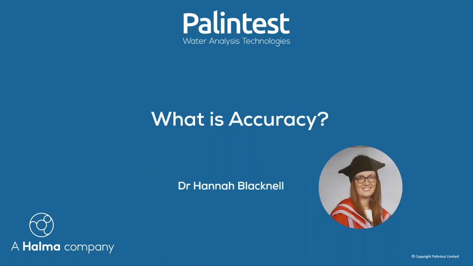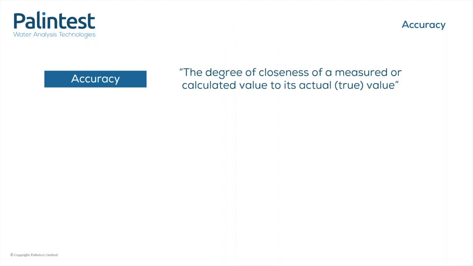The first question is, what is accuracy? So the official definition of accuracy is the degree of closeness of a measured value or calculated value to its actual true value. So let's step away from water management first and into sports.